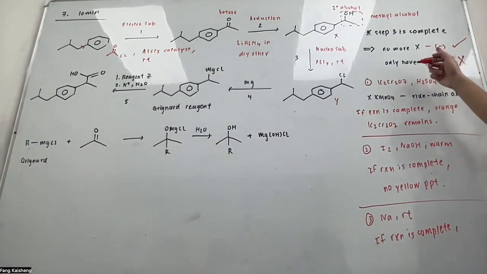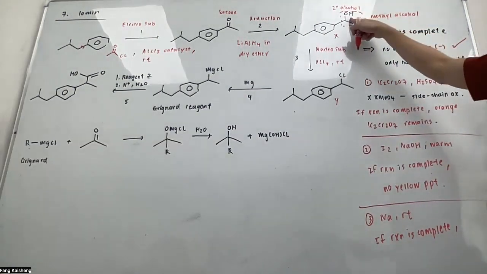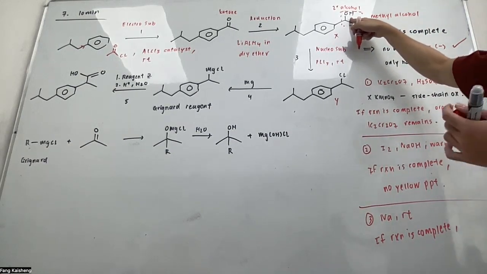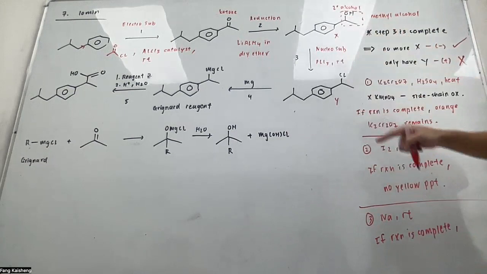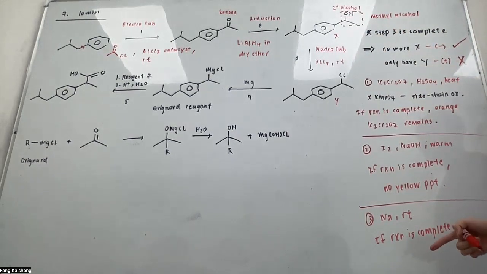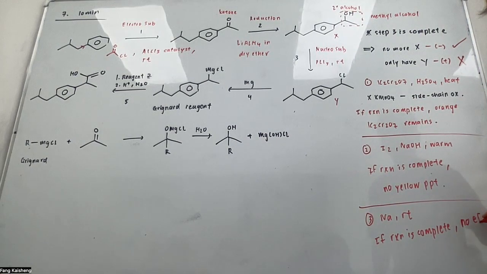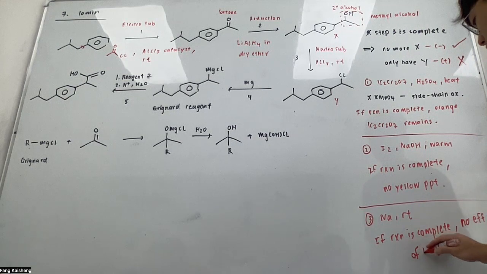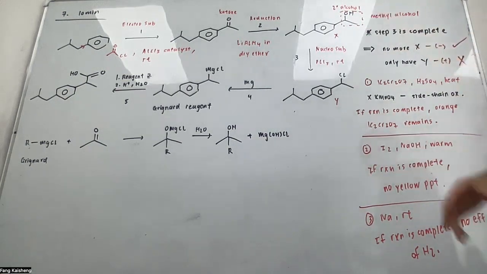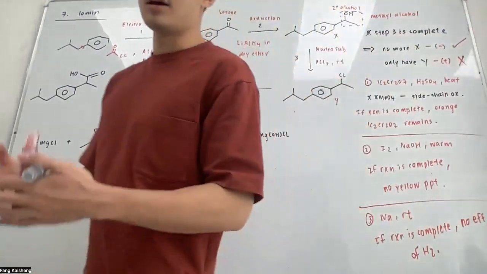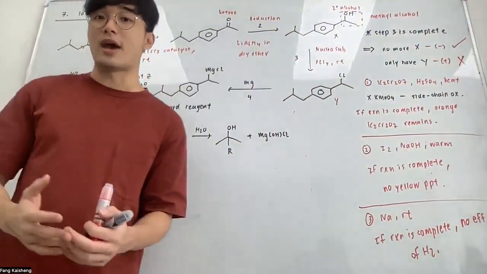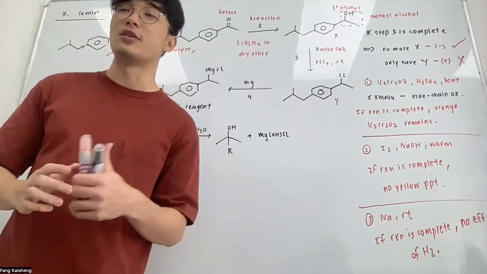Negative observation. So remember, if you add sodium, what do you see? Acid plus metal gives you what? Effervescence, right? Now, if the reaction is complete, do you have effervescence or not? No effervescence of H2. So you just have to think in perspective of how many alcohol reactions you have. I have a lot, 6 of them.